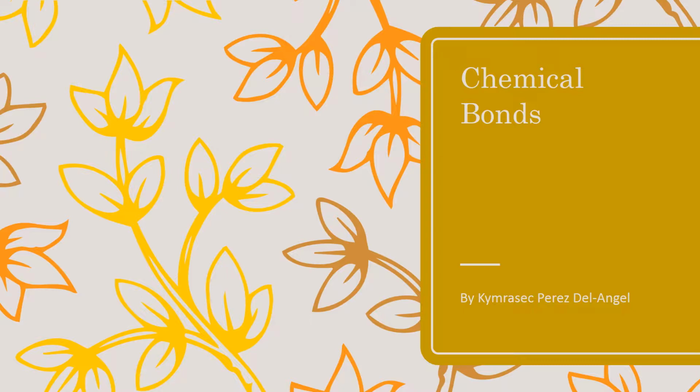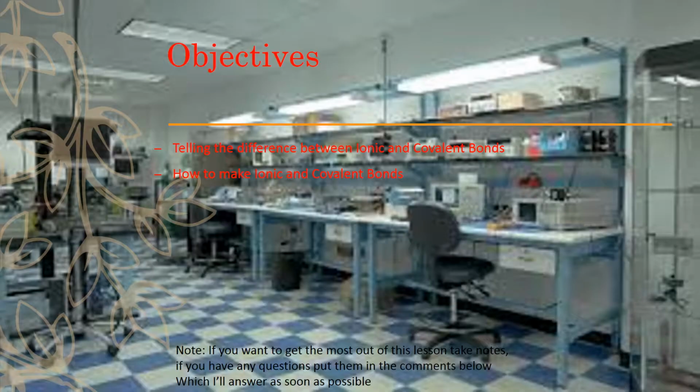Hello, my name is Kimrasek Peresanangel, and for my semester A honors chemistry project, I am doing the video on the topic of chemical bonds. The objective of this video is to be able to identify ionic and covalent bonds and how to make them.